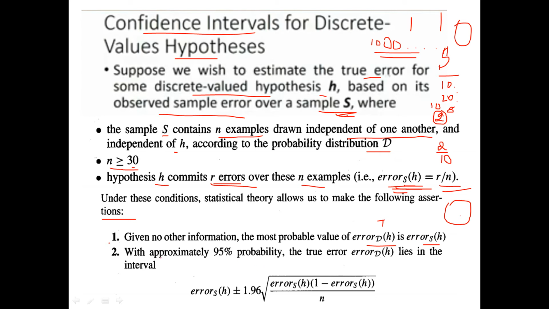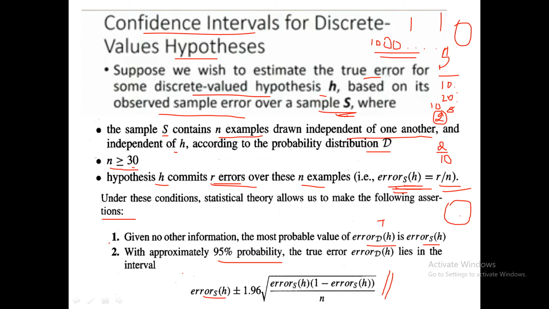Next, second point: with approximately 95% probability, with respect to your entire population, this true error lies in the interval: sample error plus or minus 1.96 into square root of sample error multiplied with 1 minus sample error, divided by n. Now this is our equation. It will be more clear when we take up an example.